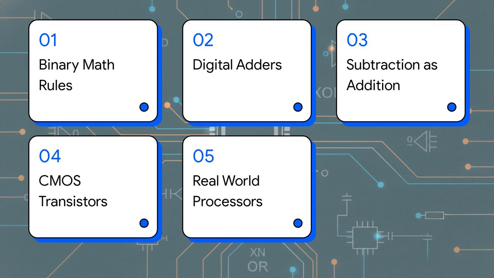So here's our game plan for today. 1. The rules of binary math. 2. Building digital adders. 3. Subtraction as addition. 4. The CMOS transistor level. And 5. Processors in the real world. Let's get right into it.